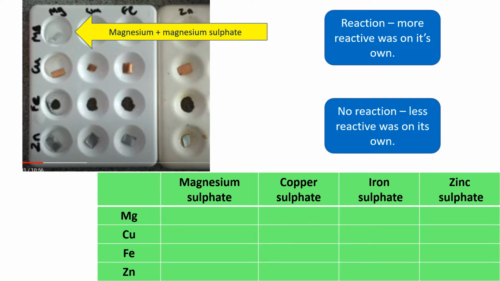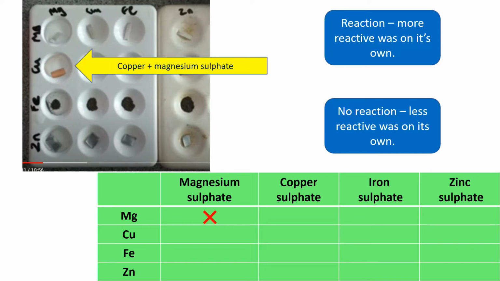Here I've got magnesium and I'm reacting it with magnesium sulfate. Well, hopefully magnesium plus magnesium sulfate, guys, you should realise if I've got magnesium, nothing's going to happen. They're both the same. Okay, then I'm going to have copper and magnesium sulfate. So you can play along. Do you think that's going to work? Copper displacing magnesium? I don't think so. And there's no reaction there.